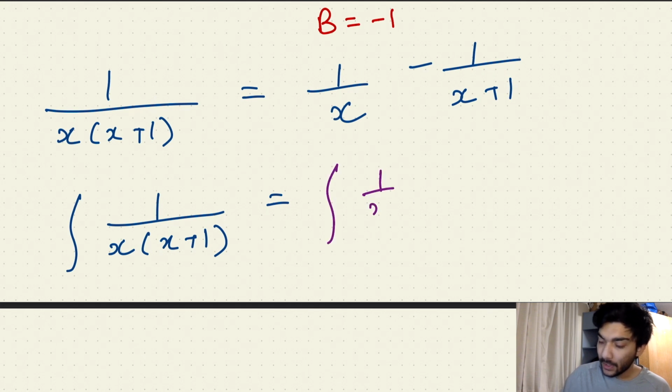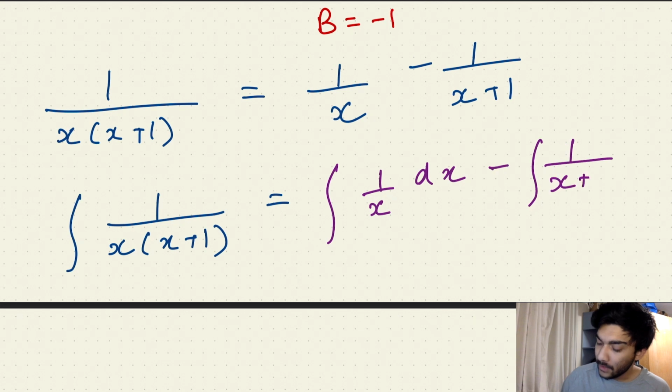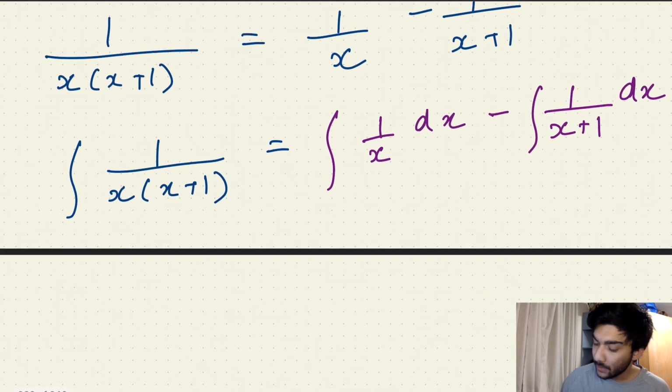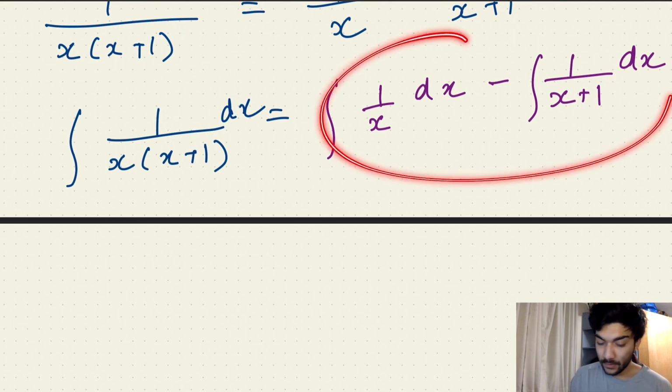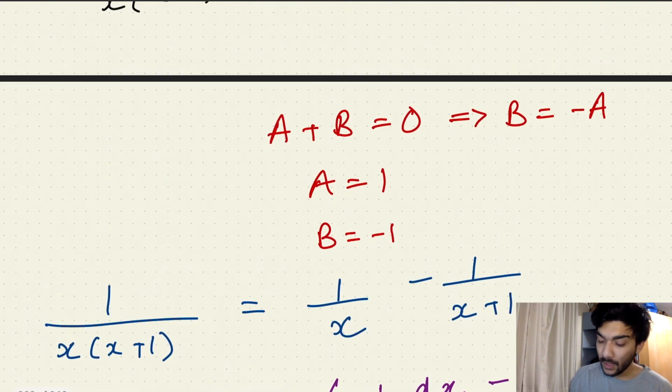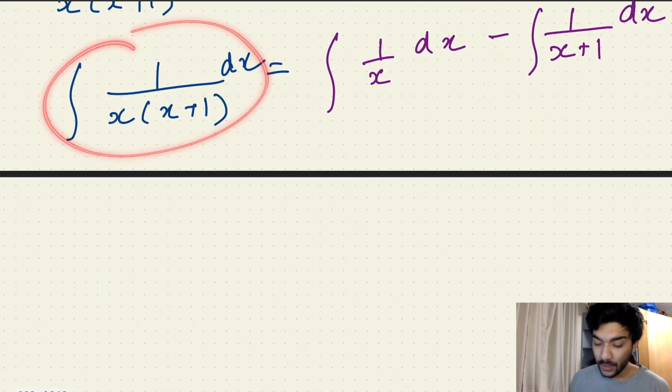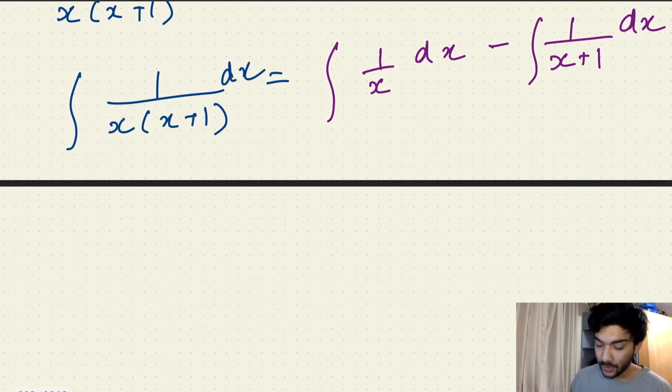And now we can easily write this integral 1 upon x times x plus 1 as simply calculating the integral of 1 by x dx minus the integral of 1 upon x plus 1 dx, right? And now we know that it is much easier to solve this integral over here rather than solving this integral on the left hand side, right? So if we solve for the right hand side integral, we'll solve for the indefinite integral of this expression, right? Which can be easily calculated.